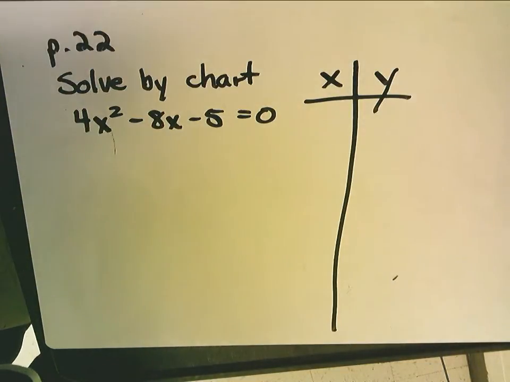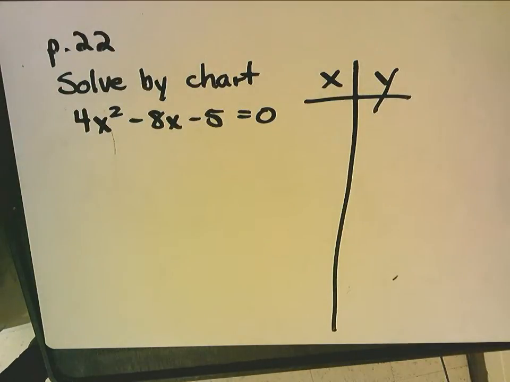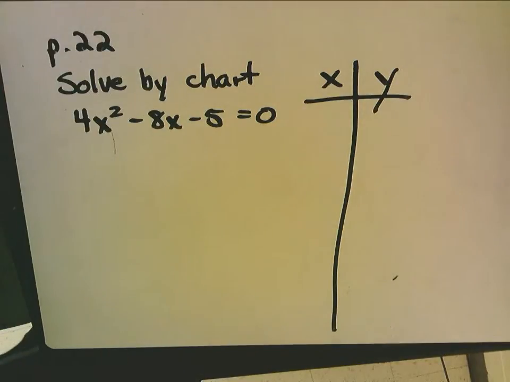So you know that your x-intercepts are called your roots or the zeros of the function. They all mean the same thing. And when you graph it, your x-intercepts are your solutions. Now, sometimes when you graph it, it won't go through integers, so you can't tell exactly from the graph what your exact solution is. And this is also true with the chart. So let's look at this example.